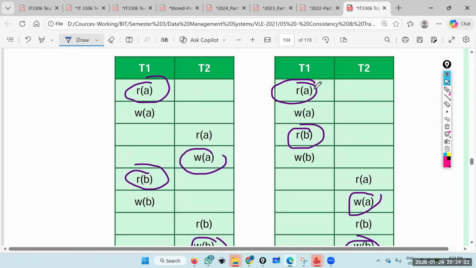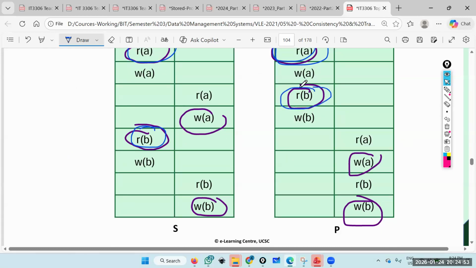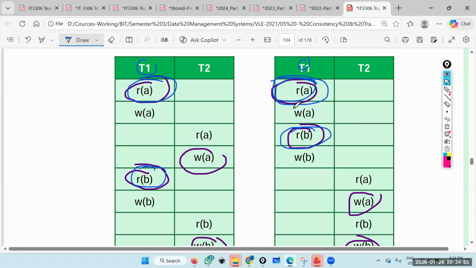Okay, see whether this is view equivalent. Initial reads, right? Initial read is done by T1 for A. For B, here also the initial read is done by T1. What about B? Initial read is done by T1. Here also the initial read is done by T1. So that condition is satisfied.